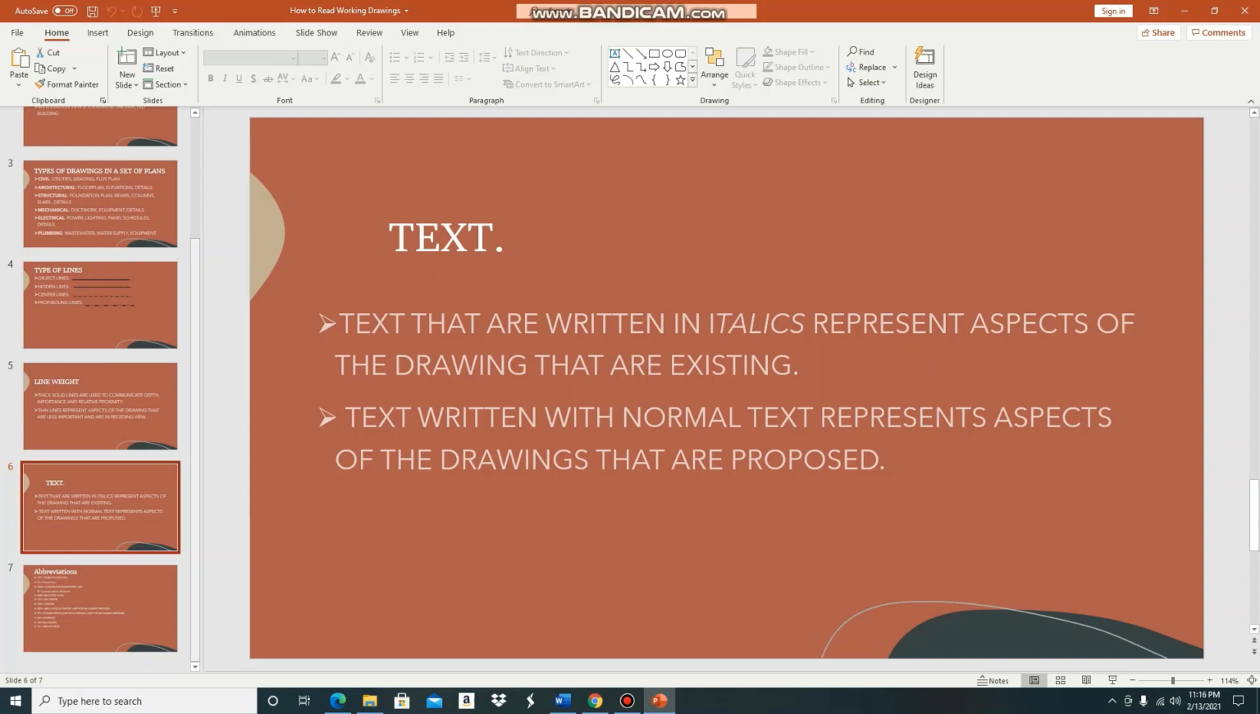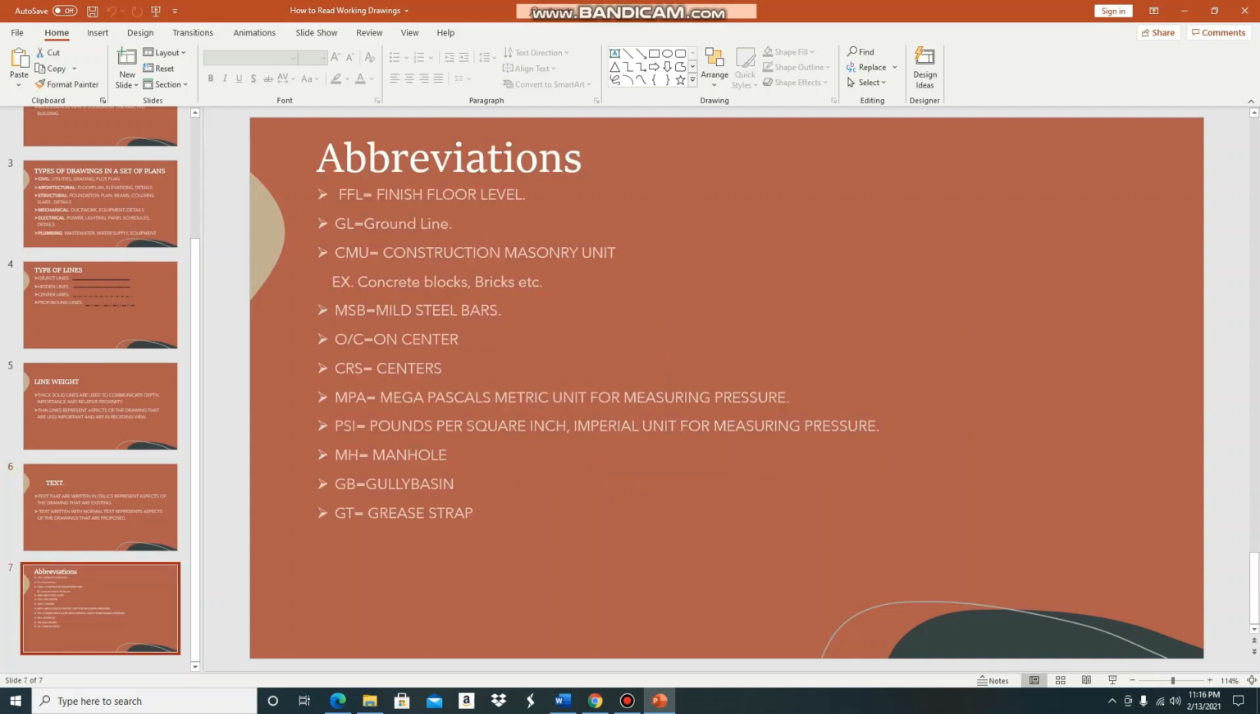Now we are talking about abbreviations, and this is very, very critical. Because to be familiar with the drawing, you have to know what most abbreviations are, because not everything is going to be spelled out on the drawing for you to read and understand. So these are some of the regular abbreviations on the plan that you have to be familiar with.